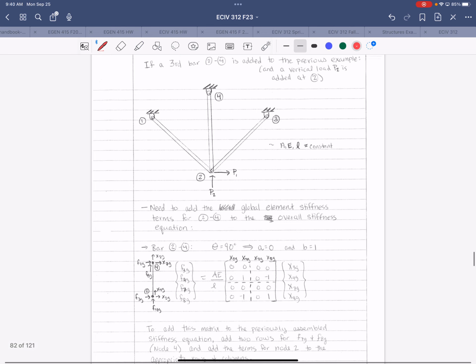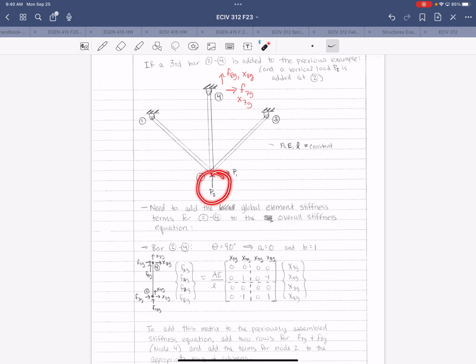So this example kind of continues on to expand, adding a third bar to the system. And I'm just going to highlight the few additions to this and show you how that's going to change the overall stiffness matrix in the solution. So here we would add two forces and two displacements at node 4. Also, this example is adding a vertical force at node 2. So that's another addition to this.